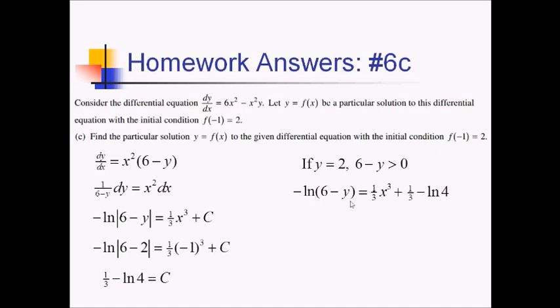Now I have to isolate y. So to do that, my first step, I'm going to negate everything. So I've got ln of 6 minus y equals negative 1/3 x cubed minus 1/3 plus ln of 4. Next, to get rid of ln, I have to raise e to both sides. So I can write on the left side 6 minus y, because e and ln just cancel out. On the right side over here, I'm going to do e to all of this stuff.